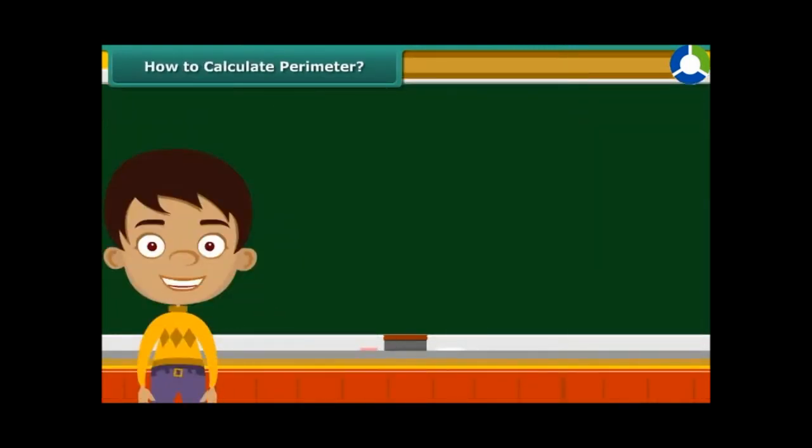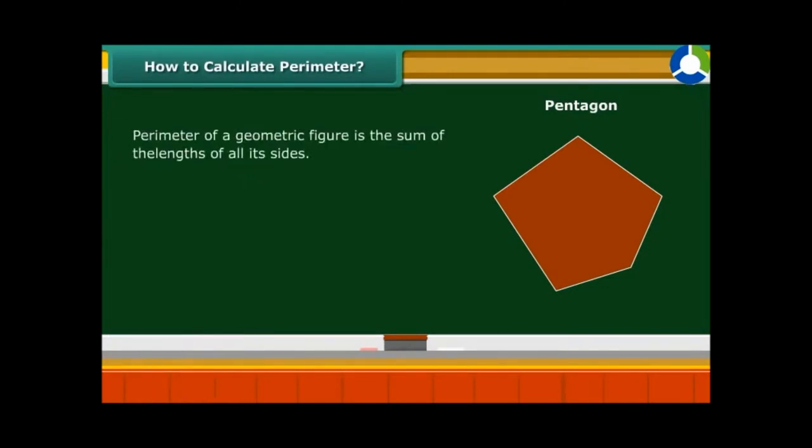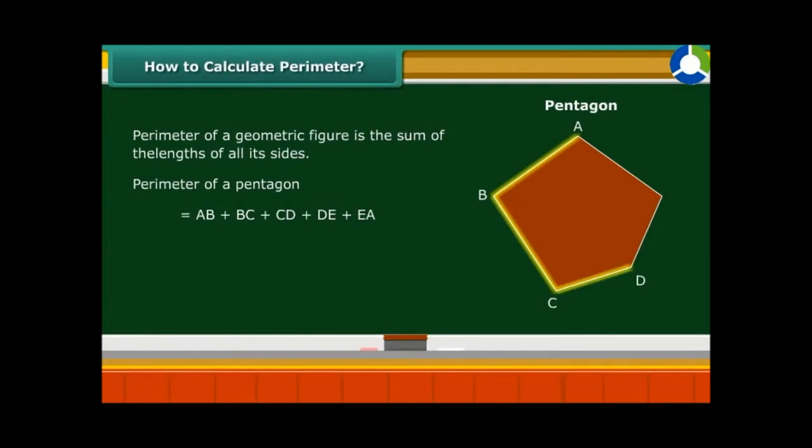Now that you have understood what perimeter stands for, let us try to calculate the perimeter of a pentagon. We have seen that the perimeter of a geometric figure is the sum of the lengths of its sides. A pentagon is a closed geometric figure of 5 sides. Suppose the lengths of the 5 sides AB, BC, CD, DE and EA are AB as 4 centimeters, BC as 5 centimeters, CD as 3 centimeters, DE as 3 centimeters, and EA as 4 centimeters.